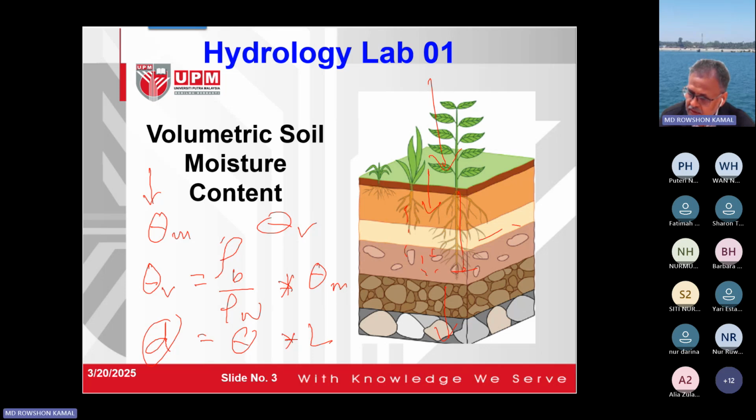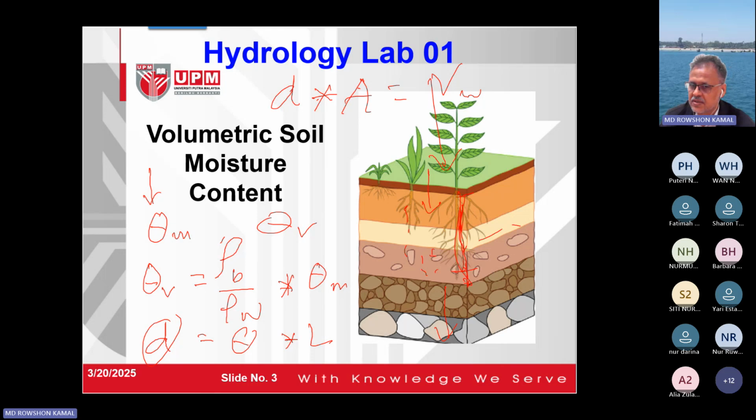If you would like to know how much water is stored at this depth, or at a deeper depth, then we need to know theta b first. Once we know theta b, and if we know L, the depth of the soil column, then we can find the depth of water, D. Then we multiply by area, and we can find the total volume of water. So this way we can find the water stored in the soil.